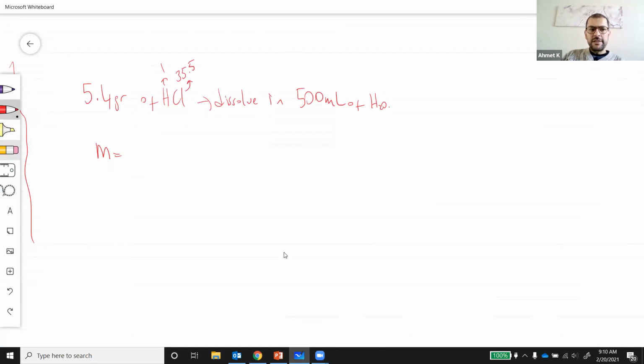Okay, so let's do this together again. In order to find the molarity, we need to find the moles of solute and the volume, right?